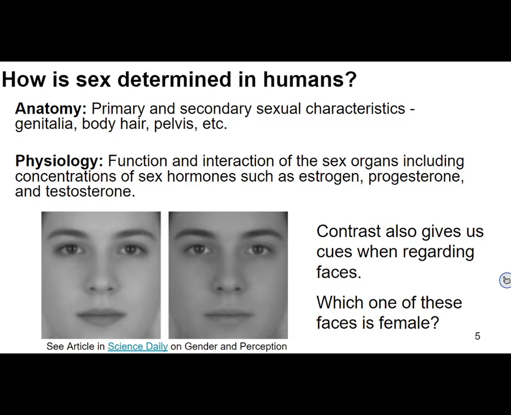Contrast also gives us clues regarding faces. Which one of these faces is a female? Usually the students will determine one is, normally everybody kind of goes with the same picture, but in truth, this is the same picture, just one has been darkened a little bit more than the other one. So it's actually the same person.